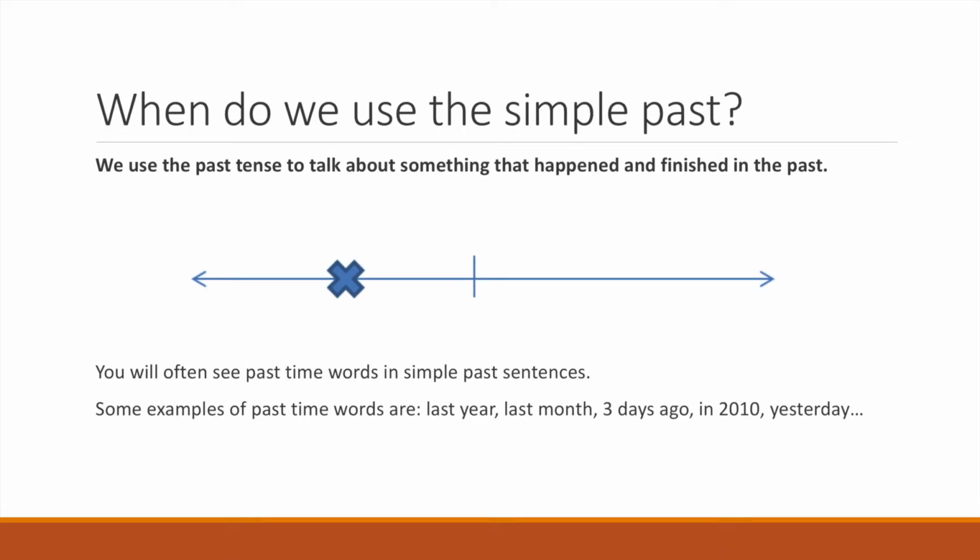So we use the simple past to talk about something that happened and is finished. You often see time markers or clues that tell us we're talking about something in the past. Some examples of these are last year, last month, 3 days ago, in 2010, yesterday. Again, in statements and in questions, when we see these clues, we know we should change the verb to the simple past.